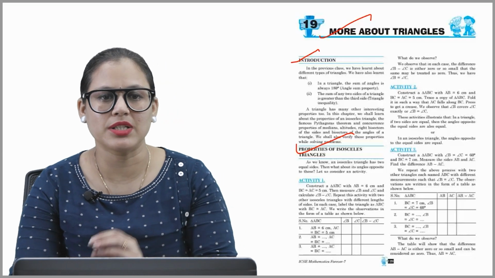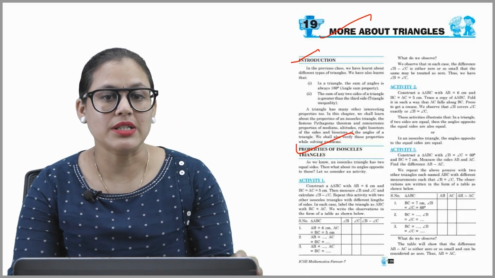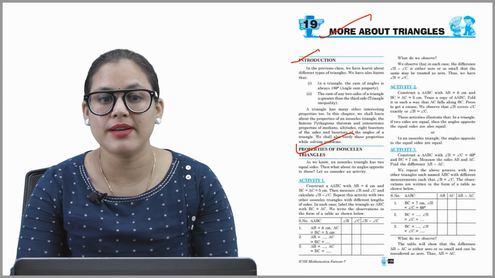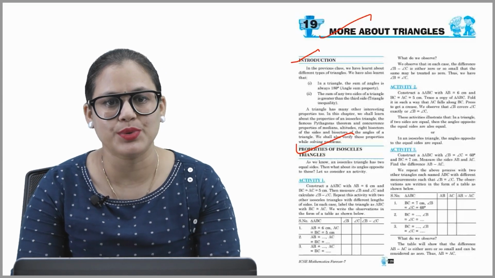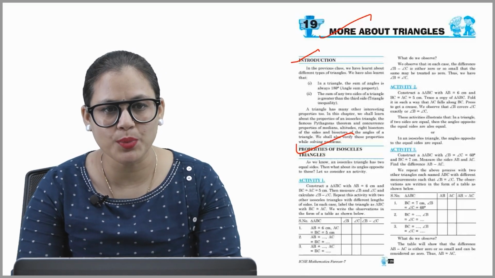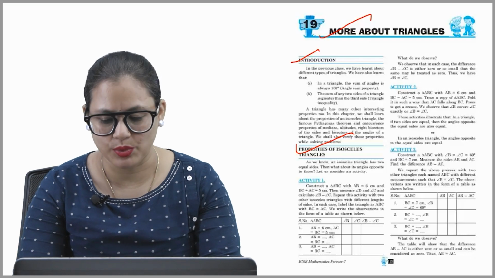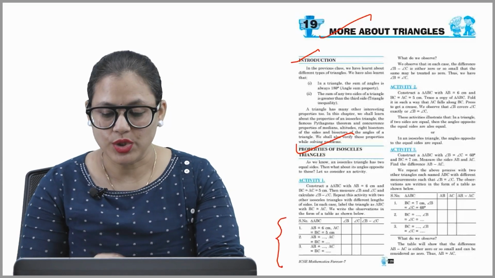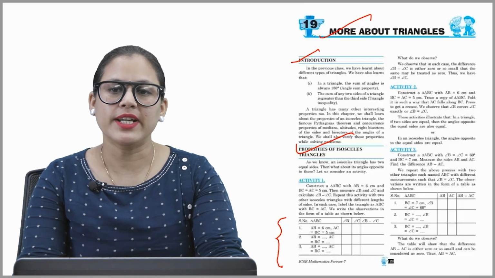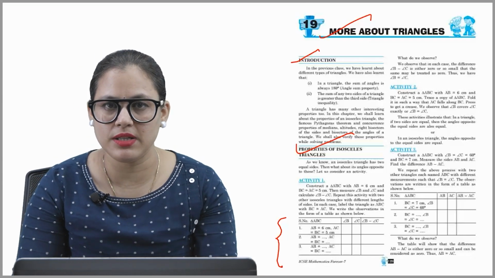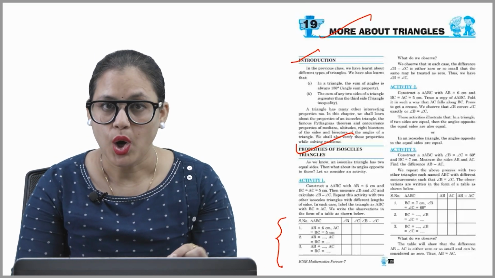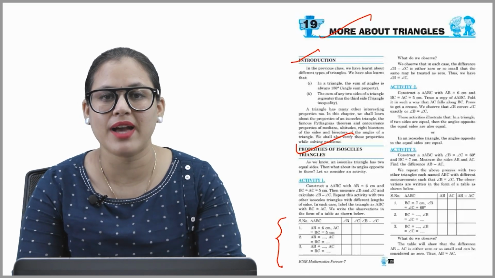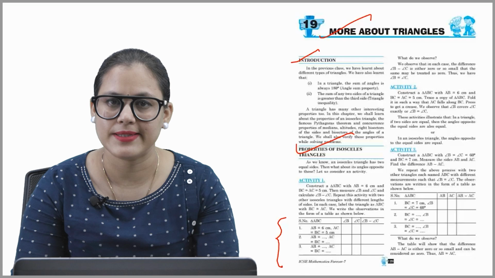Repeat this activity with two other isosceles triangles with different lengths of sides. In each case, label the triangle as ABC with BC equals AC. We write the observation in the form of a table as shown below. Okay, so you will write your observation in this table. So what do we observe? We observe that in each case the difference, angle B minus angle C, is either 0 or so small that it may be treated as 0. Thus we have angle B equals angle C.